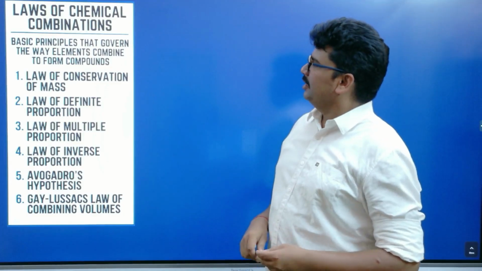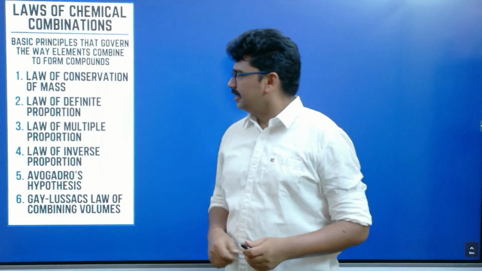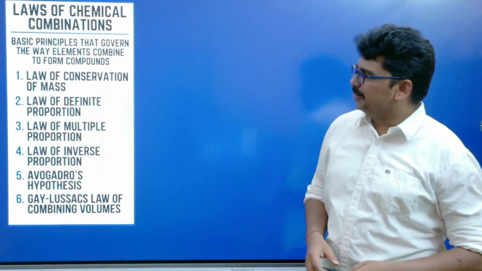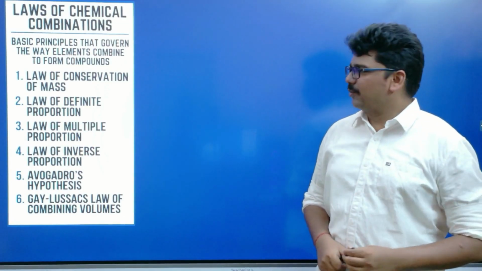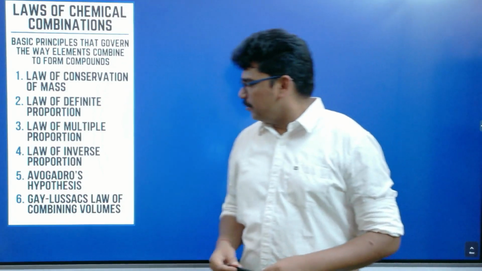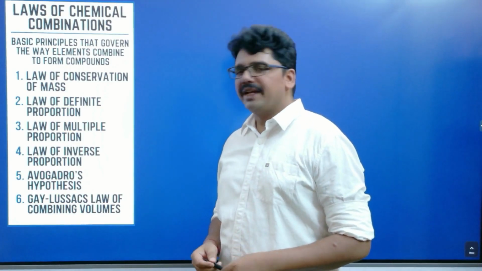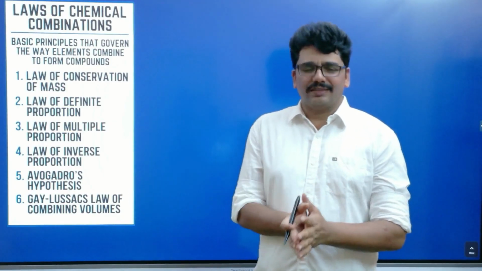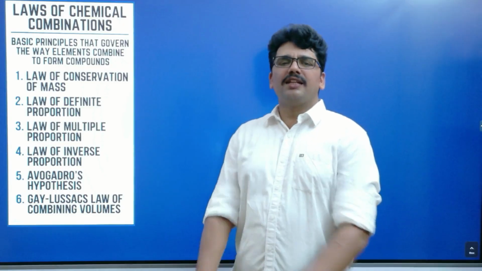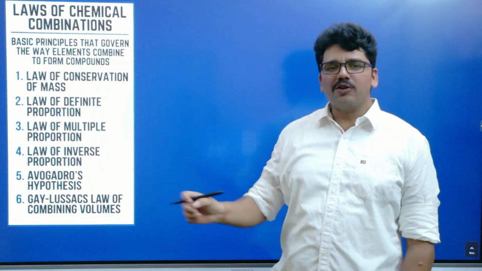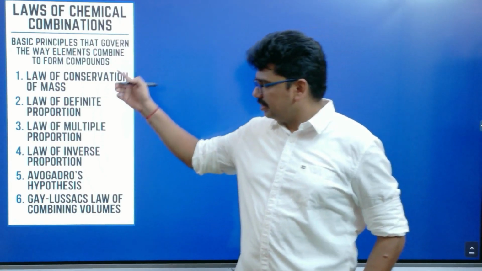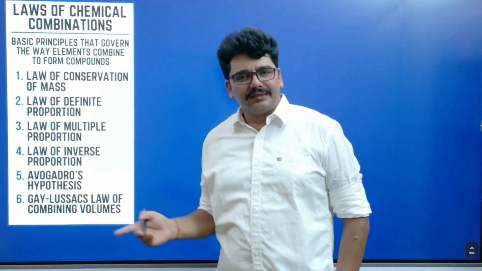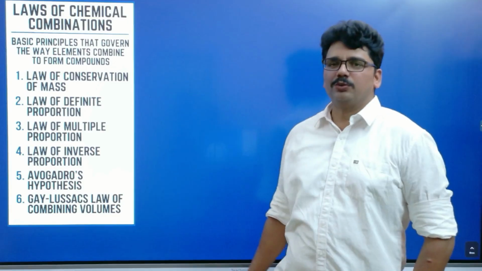6 laws: law of conservation of mass, law of definite proportion, law of multiple proportion, law of inverse proportion, Avogadro's hypothesis, Gay-Lussac's law of combining volumes. So the combination of all the 6 laws is Dalton's atomic theory. Dalton proposed his atomic theory based on these 6 laws. At last, we will discuss Dalton's atomic theory also.